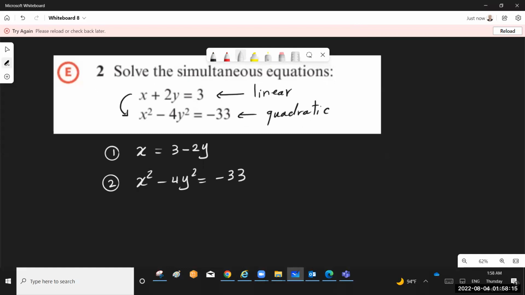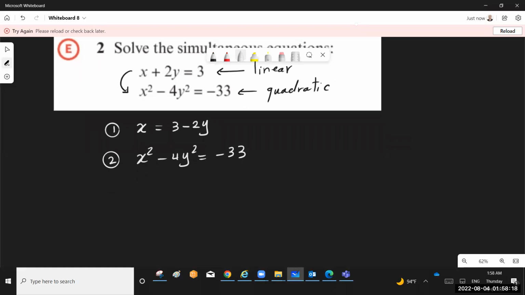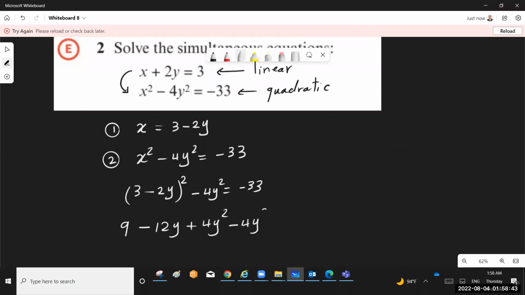You can substitute now from the first equation into the second equation by writing x as 3 minus 2y, all squared. 3 minus 2y all squared minus 4y squared is equal to -33. By squaring this binomial, you get 9 minus 2 times 3 times 2y, which is 12y, plus 4y squared, minus 4y squared again, is equal to -33. 4y squared minus itself is 0. So you have 9 minus 12y is equal to -33.